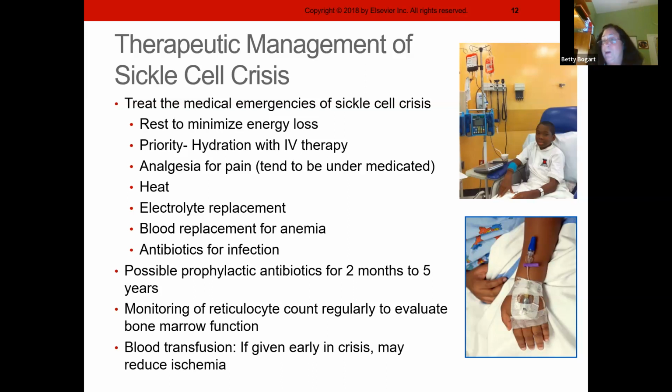Especially, I'm telling you, their hemoglobins are very low. I think the highest one I've seen is 7. I've seen them down to 4. So it is quite low when they come in. So blood transfusions do give oxygen back, and that's the way to do it for these children.